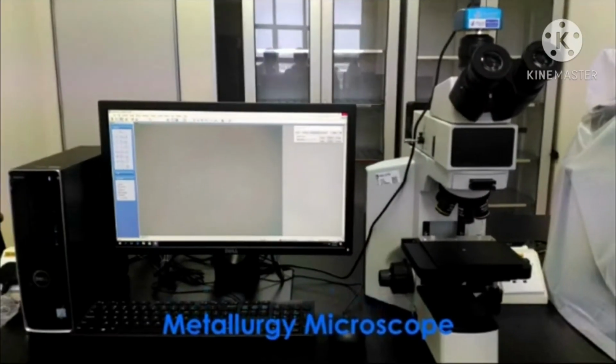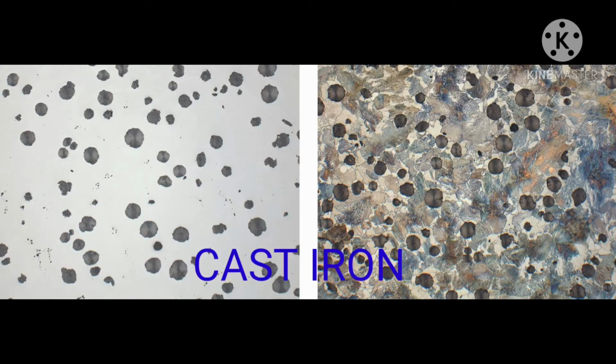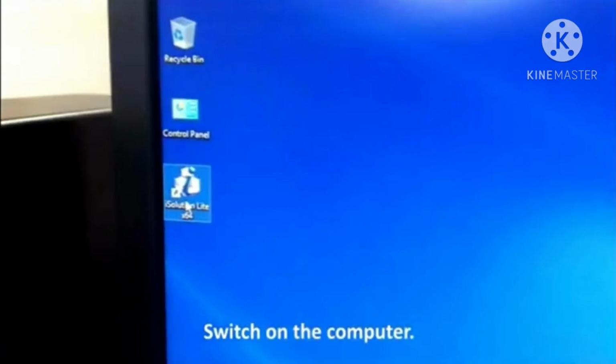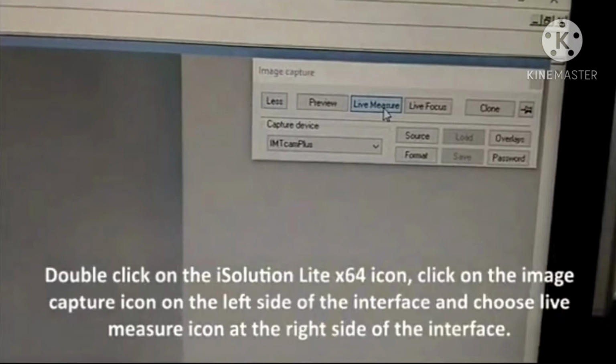The apparatus is a metallurgy microscope and also cast iron. Turn on the computer. Double-click on the iSolution Light X64 icon, click on the image capture icon on the left side of the interface and choose the Live Measure icon at the right side of the interface.